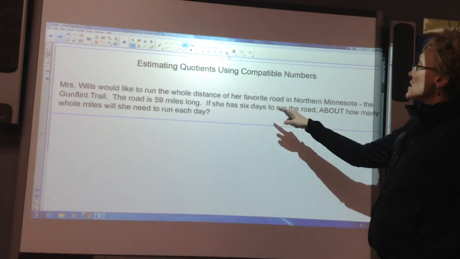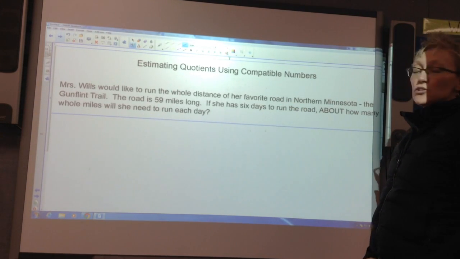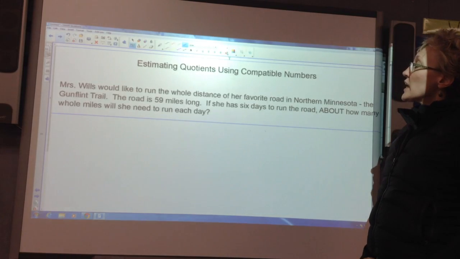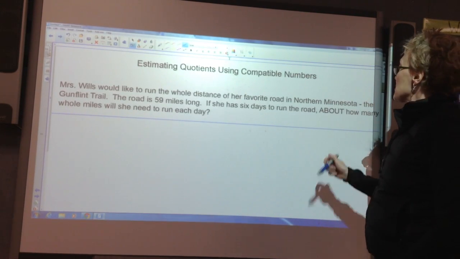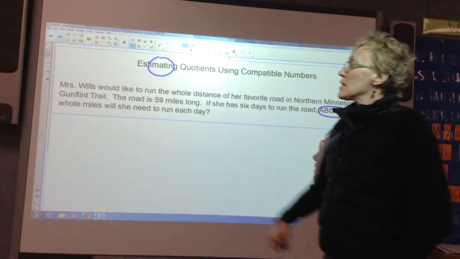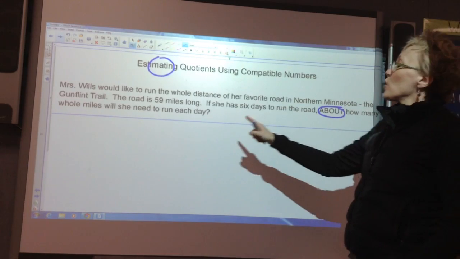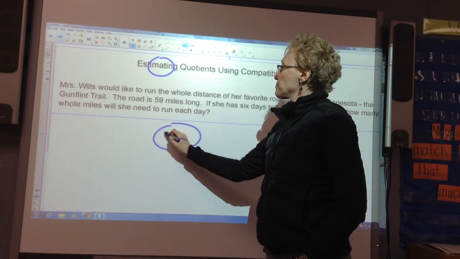If she has 6 days to run the road, about how many whole miles will she need to run each day? So again, what we want to do is make sense of the problem, one of our math practices. There's that word "about" that tells me we're going to estimate. We know that the road has a total. We're given a total, 59 miles long.